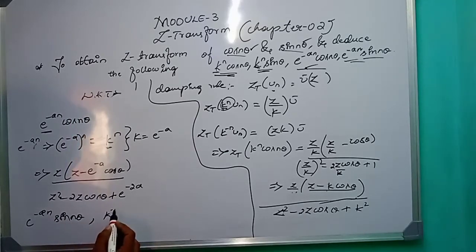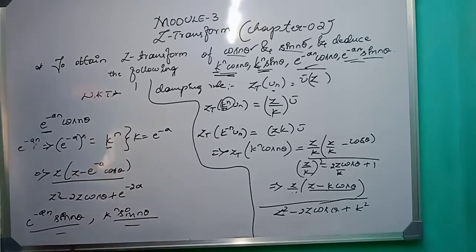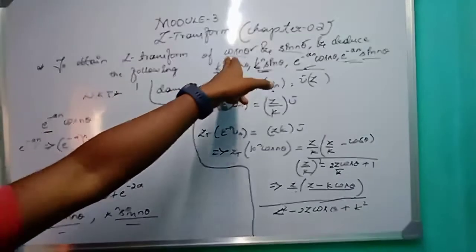And k power n sin n theta, you can find by yourself and just type it in my comment box. Okay, thank you all. This is the z transform for cos n theta.